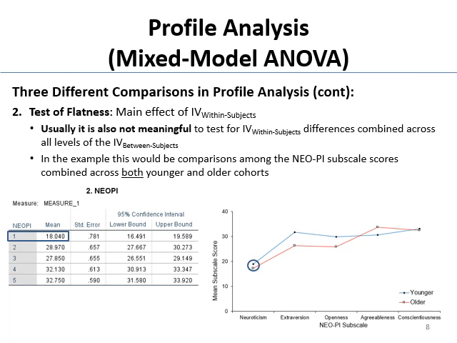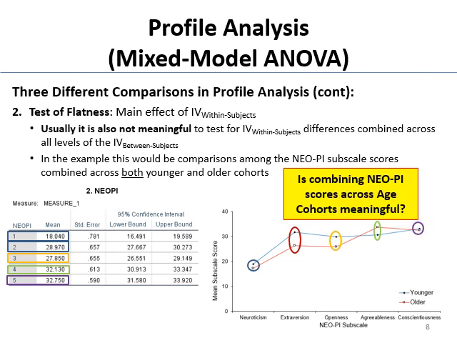What's that mean? Does it have meaning to combine young and old people's neuroticism scores? I don't know. Not in this design, I don't think it has a lot. So extroversion is the average of those 2 points combined across younger and older cohorts. Openness is those 2 points, and agreeableness is those 2 points, and conscientiousness is those 2 points.